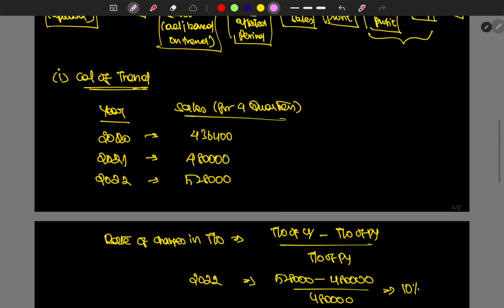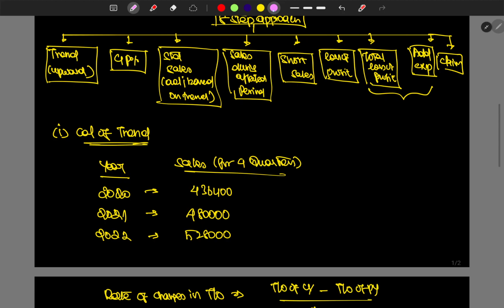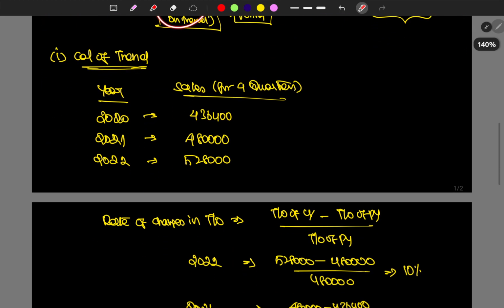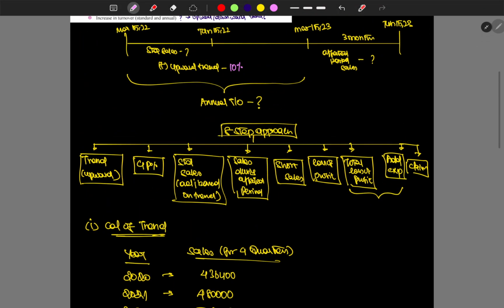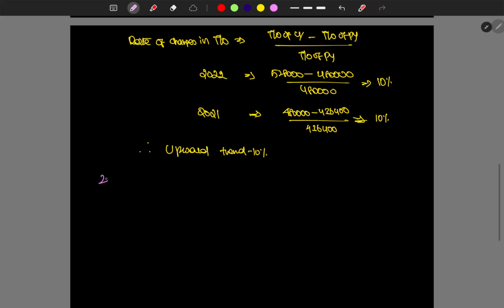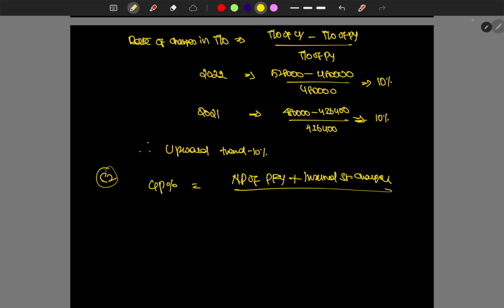We found out. The next step is standard sales. We need to find out standard sales adjusted based on the upward trend. Sorry, before that we have to find out the GP percentage, right? So step 2 is GP percentage. We can find out GP percentage by net profit of previous financial year plus insured standing charges, divided by turnover of previous financial year into 100.